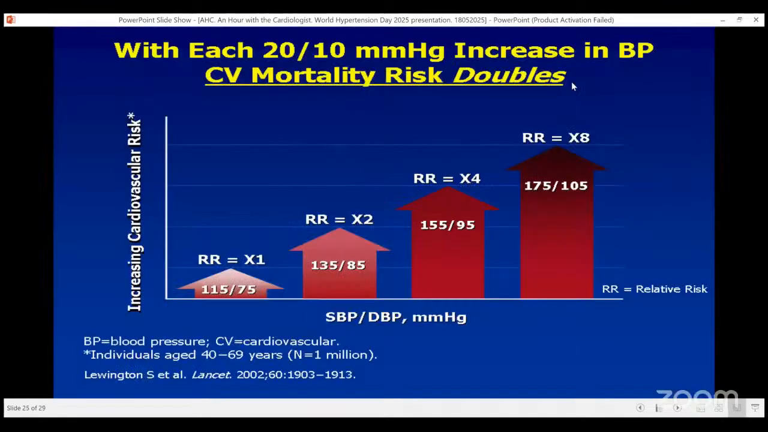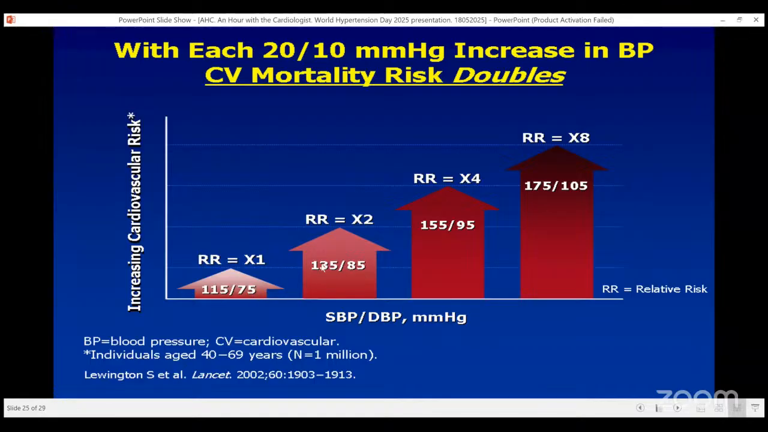Very, very important. With each 20/10 millimeter mercury increase in blood pressure, cardiovascular mortality risk doubles. That's what we're talking about. So don't just say that my blood pressure is just 160/110. That is not good. I mean, you've moved far. Okay, so for every 20/10 millimeter mercury increase in blood pressure, cardiovascular mortality risk doubles.